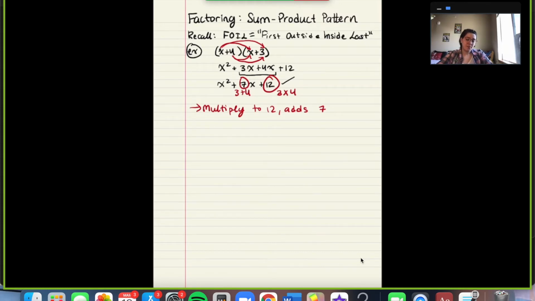And in general, we use this for quadratics that are trinomials. So they have to be in the form x squared plus bx plus c. Notice that we don't have a term in front of the x. We don't have an a. And this is because it only works if our leading coefficient is 1. So our number in front of our x squared term is 1.